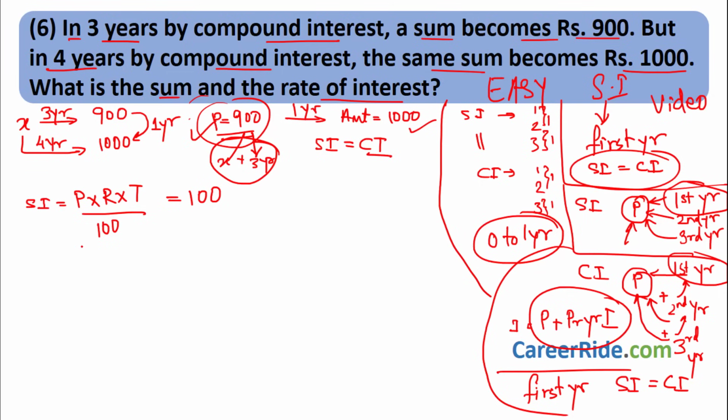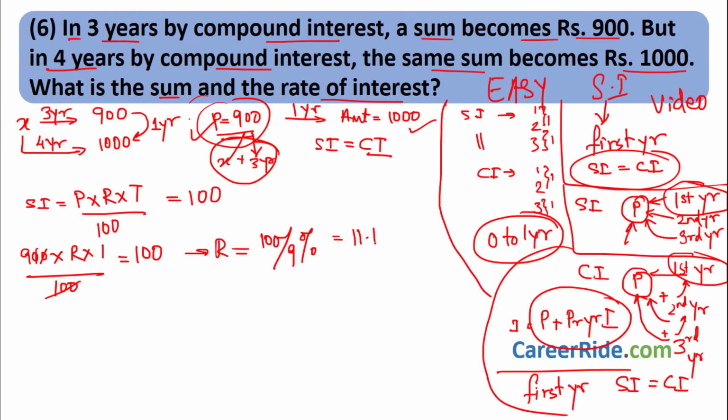Principal amount, do we know the principal amount over here? Yes, it is 900. So what do we get? We get 900 into rate of interest, which we do not know, time period is 1 year, divided by 100, we will get 100, right? This gets cancelled over here, and the rate of interest which we get is 100 upon 9%. That can also be written as 11.11%. Now we have found out the rate of interest, we have to find the sum.